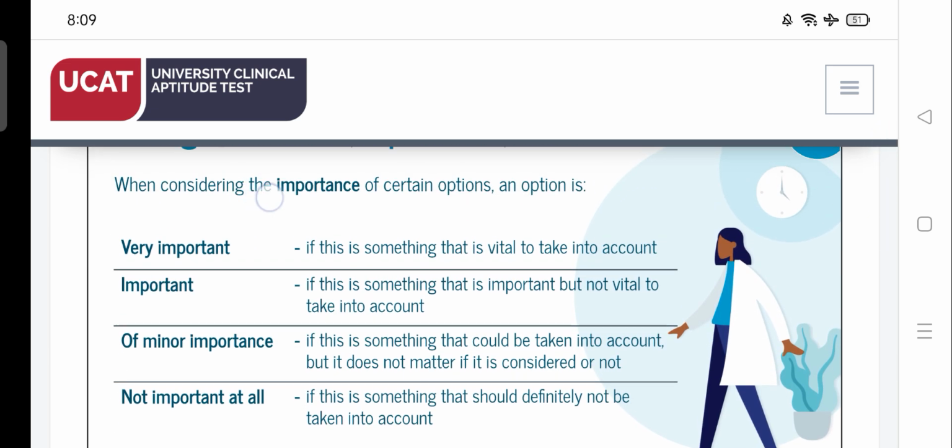So when considering the importance of certain options, an option is very important if this is something that is vital to take into account. Important if this is something that is important but not vital to take into account. Minor importance if this is something that could be taken into account, but it does not matter if it is considered or not. Not important at all if this is something that should definitely not be taken into account.